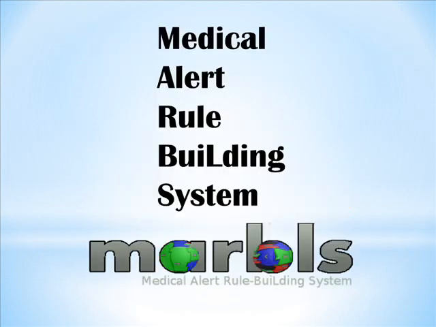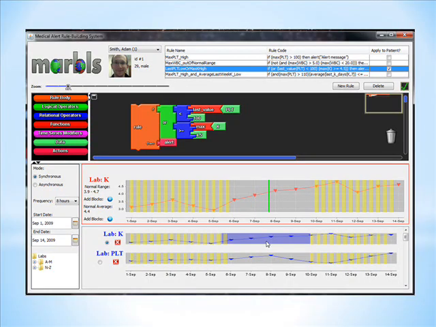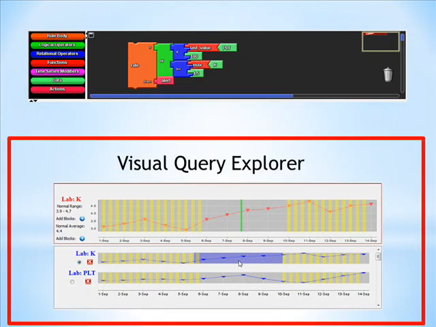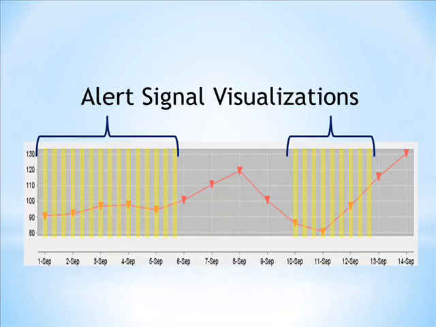Our system, the Medical Alert Rule Building System, or MARBLS, was specifically designed to better address these challenges. MARBLS is a visual environment for creating clinical rules. What is most unique about MARBLS is the synchronized connection between the rule workspace and the visual query explorer, where an action in one affects the other. Another unique feature of MARBLS is the rule simulator, which tests rules on archived data and displays visual alert signals.